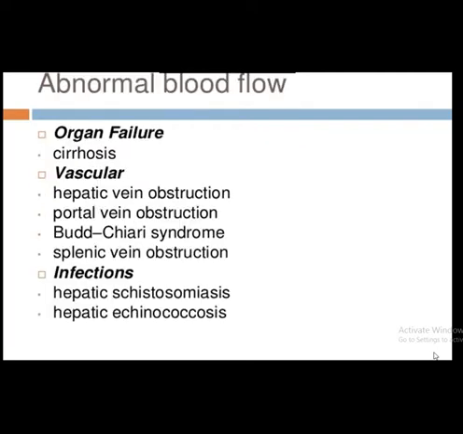Abnormal blood flow: organ failure, like due to cirrhosis; it could be vascular, like hepatic venous obstruction, portal vein obstruction, Budd-Chiari syndrome, and splenic vein obstruction. Infections like hepatic schistosomiasis and hepatic echinococcosis.